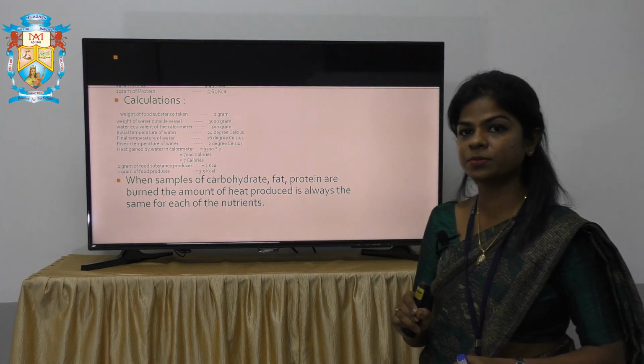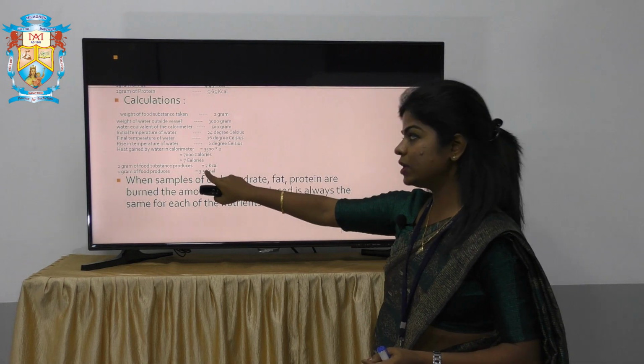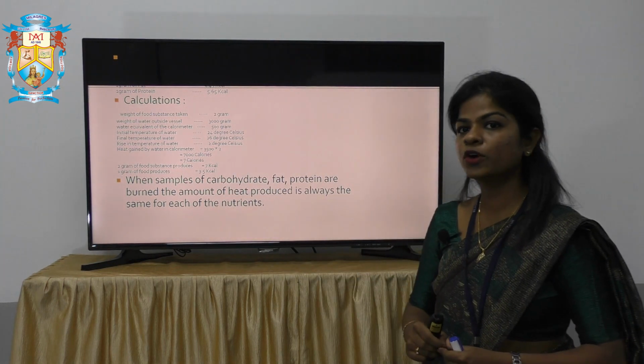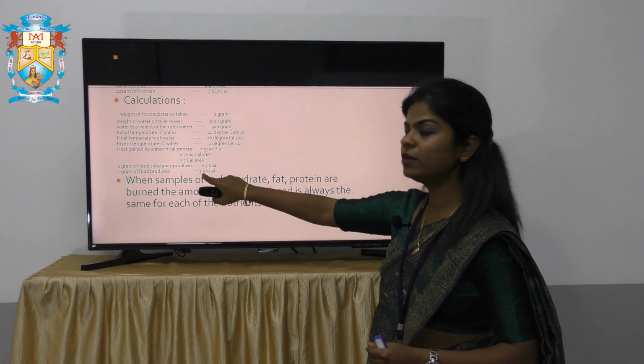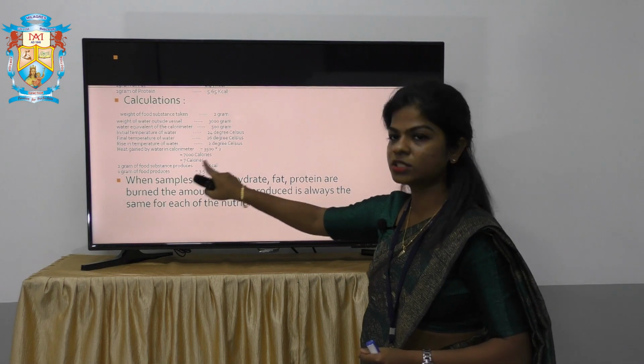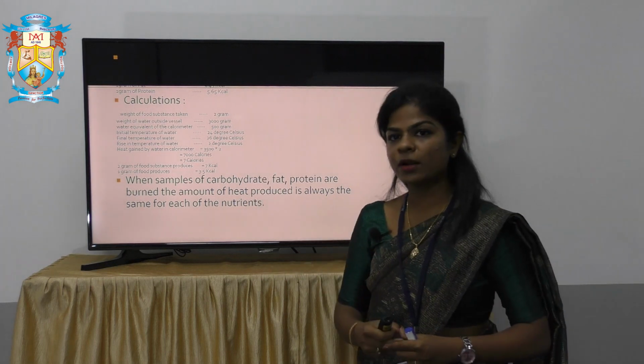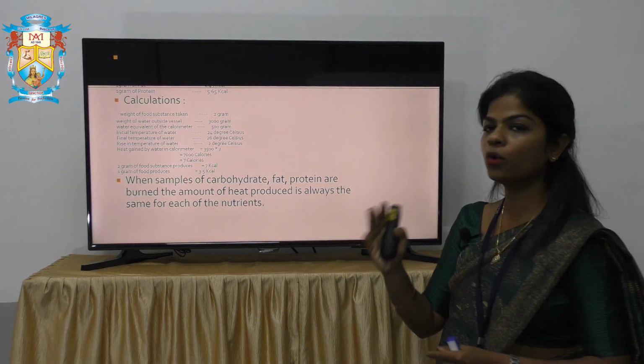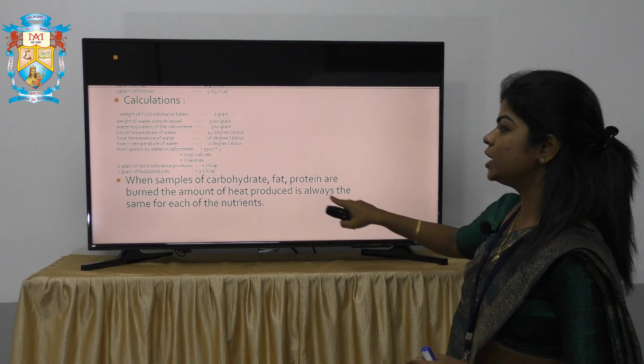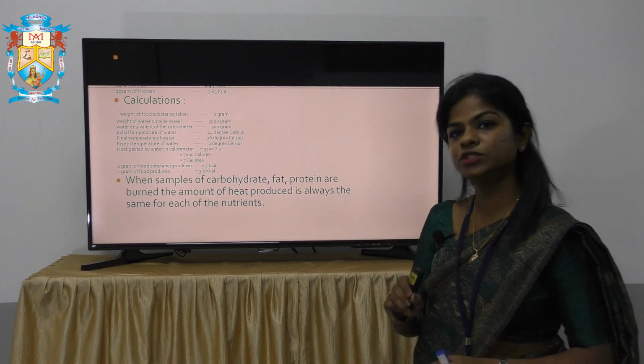So 2 grams of the food substance consists of 7 kilocalories, then 1 gram of food produces about 3.5 kilocalories, which is obtained from cross multiplying. So when samples of carbohydrate or fat or protein are burned, the amount of heat produced will be the same for all the nutrients.